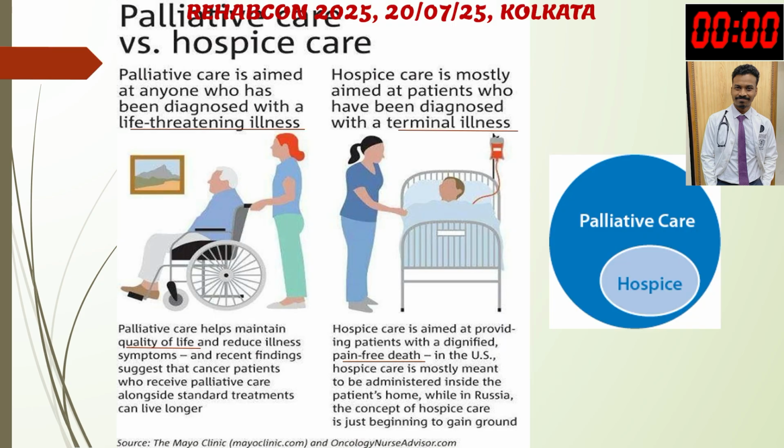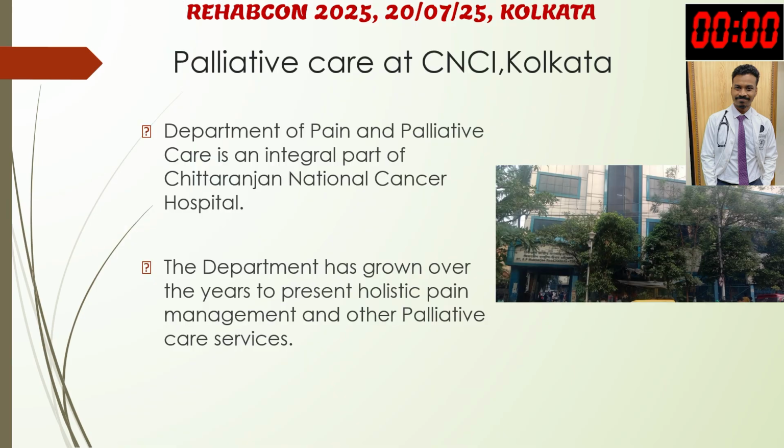And another thing is that often people misunderstand palliative care as hospice care or the last stage. They don't understand the difference. So hospice care is a part of palliative care which is provided in the last 6 months of life, just to provide comfort and facilitate a dignified death.